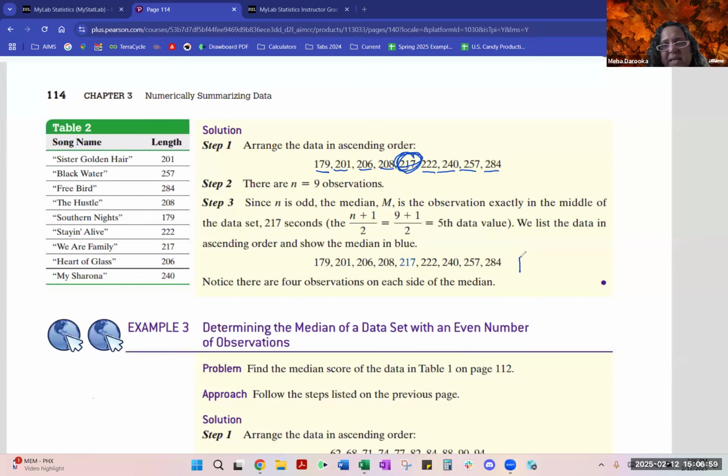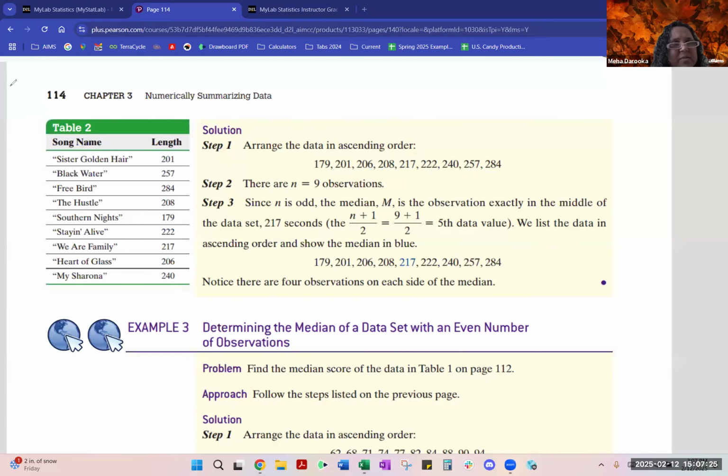So you will see the median in this case is going to be 217. So that's how you calculate the median or find the median when you have an odd number of observations. But what if you have an even number of observations? Then how would you go ahead and find the median in that case? So let's take a look at the even number of observations here.